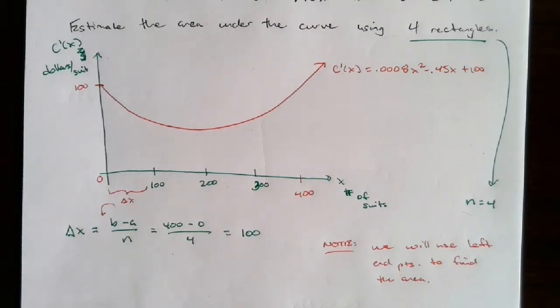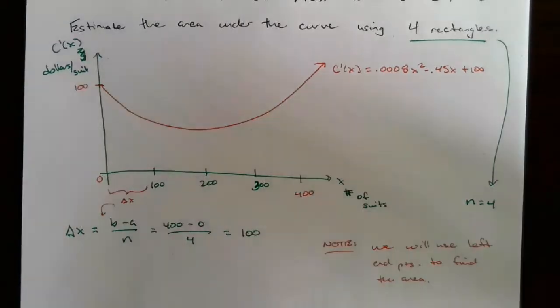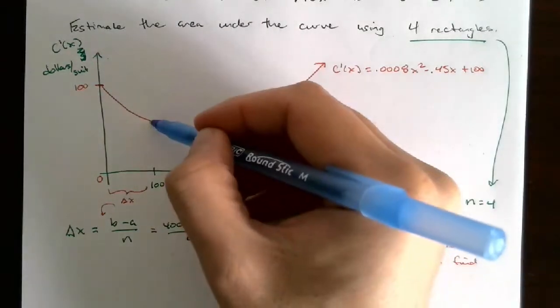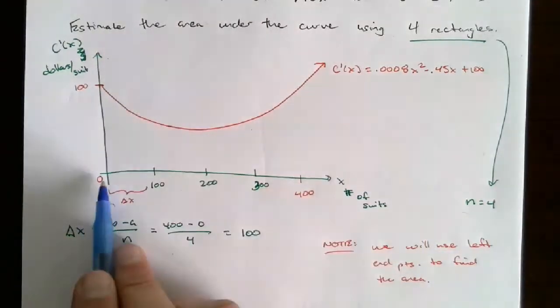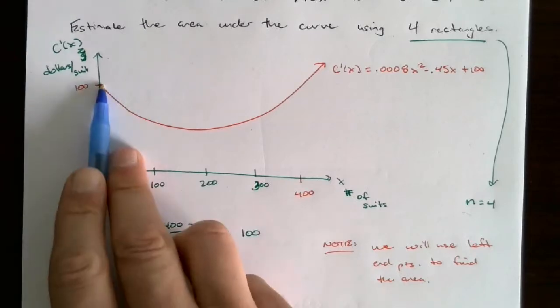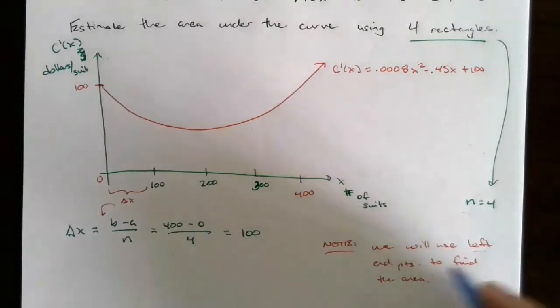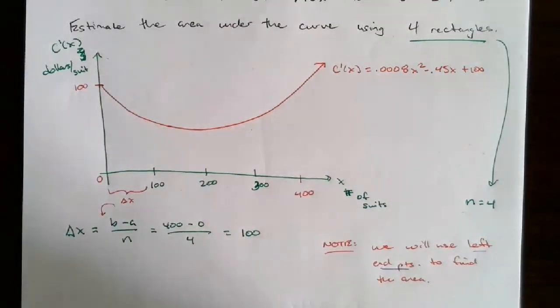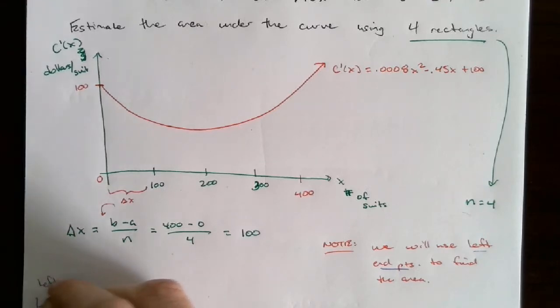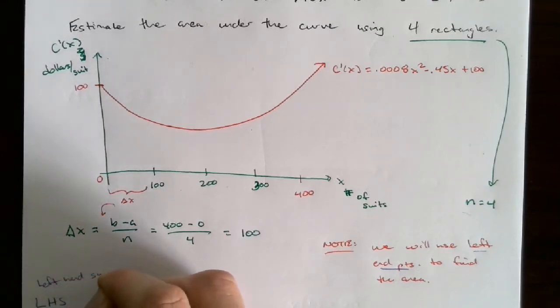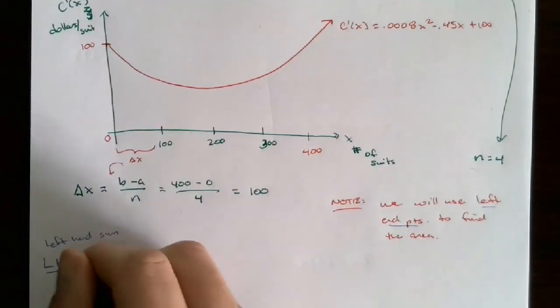So let's talk about what this graph would actually look like if I use left endpoints. When I say left endpoints, I'm going to draw these rectangles using the function here. Left endpoints means I'm starting at 0 for the left side of my rectangle, and then I'll use 100, 200, and 300 as the left endpoints. That's what I mean when I say left endpoints. I'm going to call this LHS for left-hand sum. You may have seen this before, but in case you haven't, we're going to find the left-hand sum.